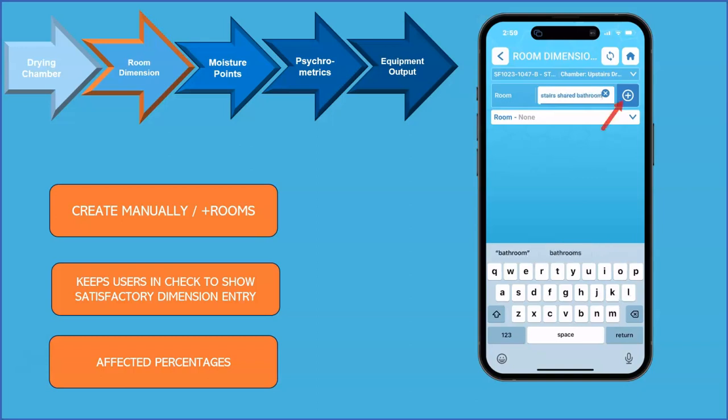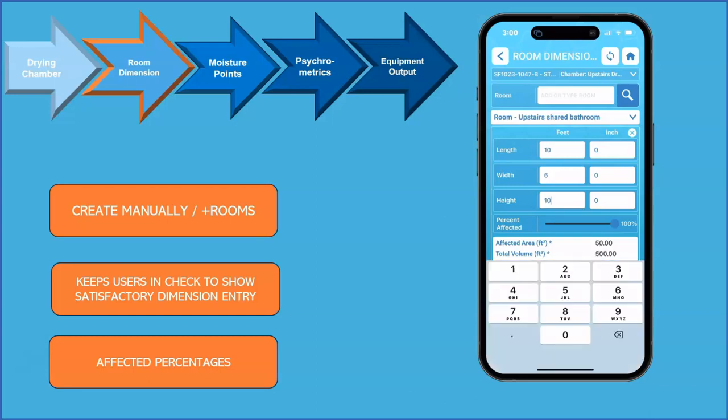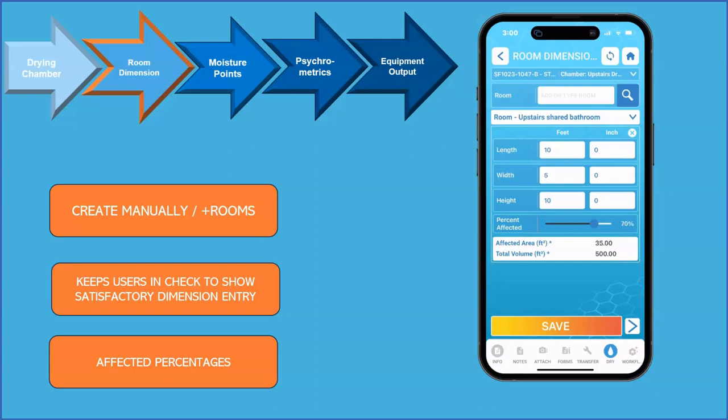Once I have entered in the room name, I will simply select the plus icon to add that room to the chamber. You will notice once the plus icon has been selected that it will automatically add it to the chamber, and then the room dimensions will display below. Here I can enter in the length, width, height, and percentage affected. Users can toggle the percentage affected in the lower section.